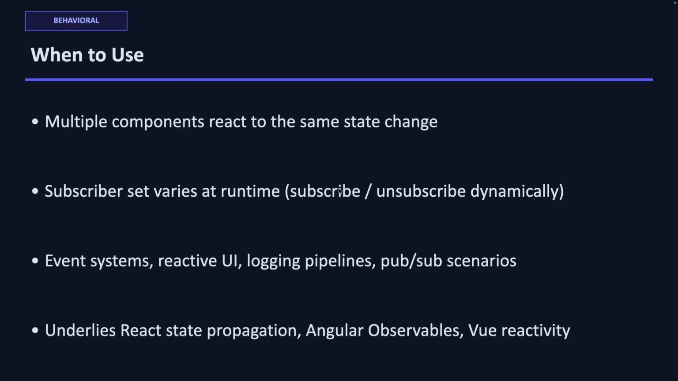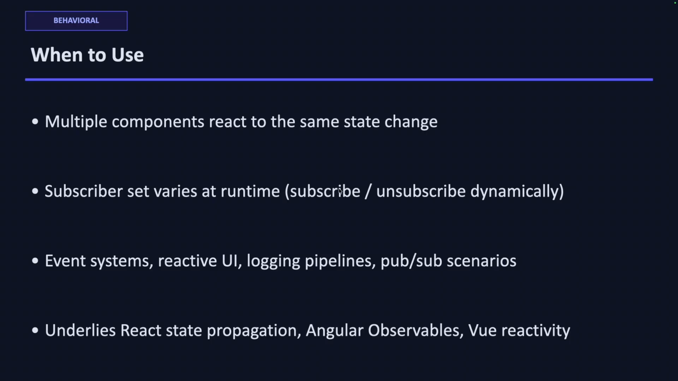Observer is the right choice when multiple components need to react to the same state change, especially when the subscriber set isn't fixed at compile time. It means specifically that we want a system or application that's more dynamic. So considering that we have subscribers that we may add, and we want to make sure that they're all updated, this is a good pattern to consider. We can use it for reactive UI updates, event systems, logging pipelines, and any publish-subscribe scenario.